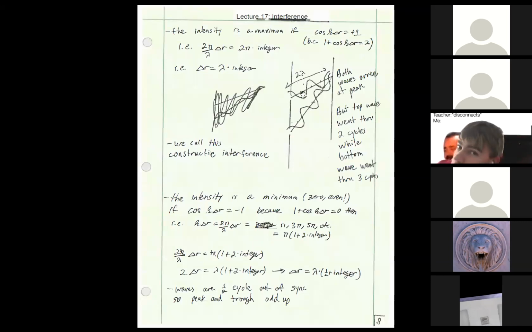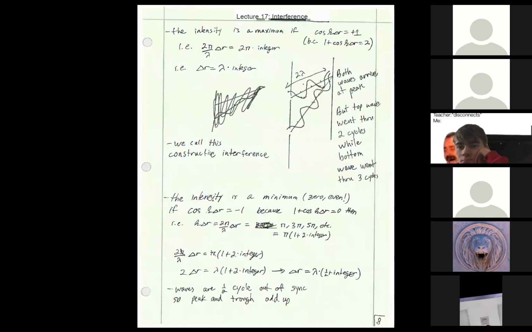One of these paths, we had 2 oscillations, and one of them, we had 3 oscillations. And so they differ by 1 oscillation. So they're at the same point in their cycle. So they add up constructively.